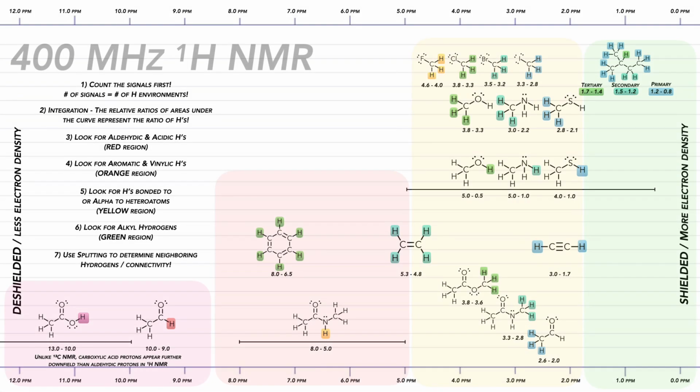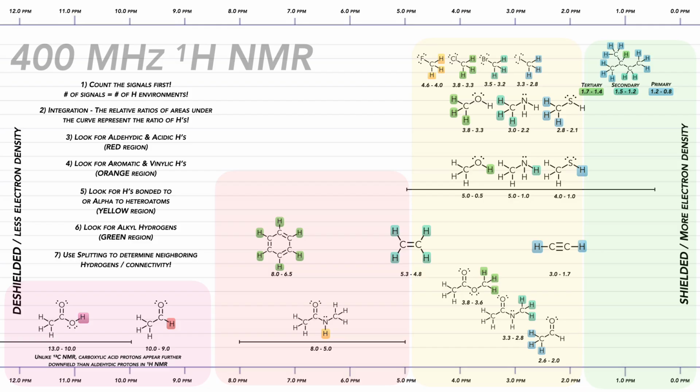So, the general workflow for interpreting proton NMR spectra is as follows. First, we count the signals. Each signal corresponds to a unique hydrogen environment. Second, use integration to determine the relative number of hydrogens contributing to each signal. Third, identify highly characteristic regions. Carboxylic acid and aldehydic protons appear furthest downfield due to extreme deshielding.